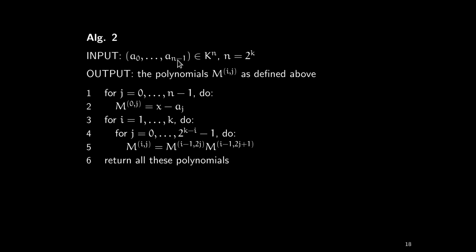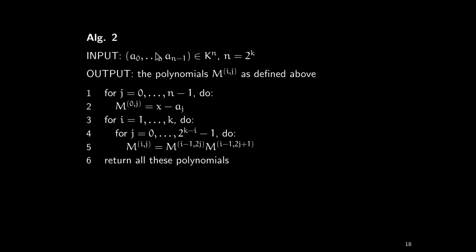So you take the input data, the vector of length n, and we assume for simplicity that n is a power of 2. It's not a necessary assumption, but it's a simplification. And the output of the procedure should be the m's that are defined on the previous slide. Okay. So as I said in the beginning, for the leaves there's nothing to do. I just define what they are.